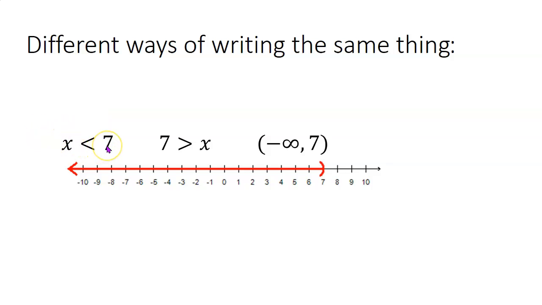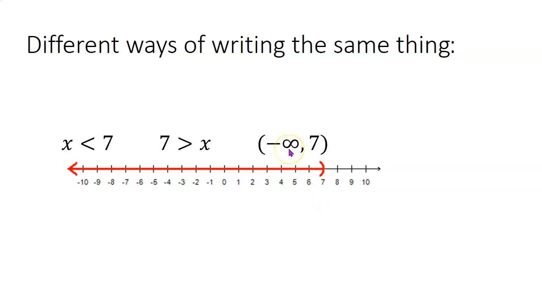X is less than 7 would mean the same as 7 is greater than x. Either way, we're talking about the numbers over here on the small side of 7. And this would be the interval from negative infinity to 7. Everything forever off to the left, all the way up until we get to 7.